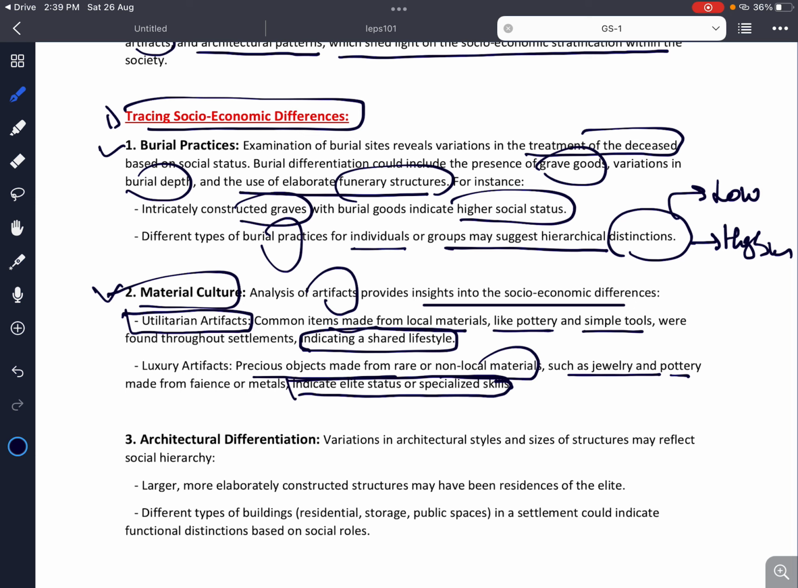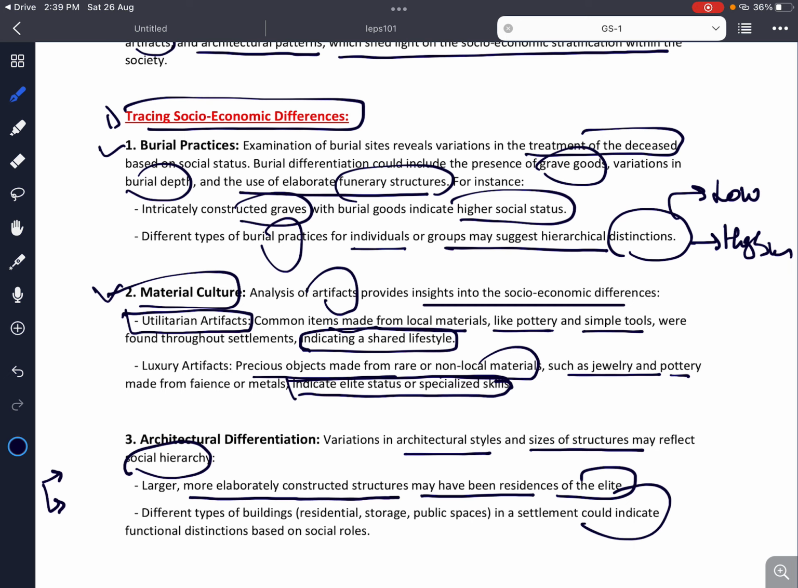Third important factor is architectural differentiation. Variations in the architectural style and the sizes of the structures may reflect the social hierarchy, because the elite could afford building bigger structures as compared to those who are poor. Larger and more elaborately constructed structures may have been residences of the elite. Different types of buildings such as residential, storage or public spaces in a settlement could indicate functional distinctions based on the social roles.